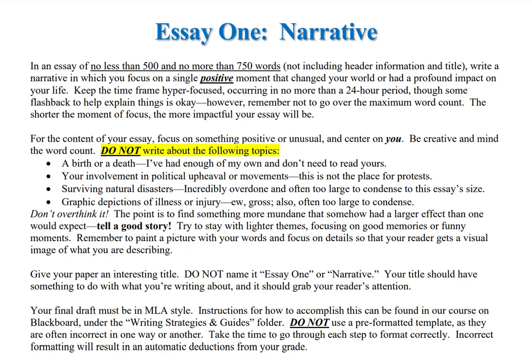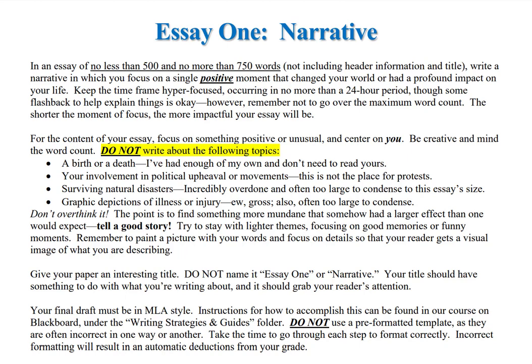Keep the time frame hyper-focused, occurring in no more than a 24-hour period, though some flashback to help explain things is okay. But don't go over the maximum word count. The shorter the moment of focus, the more impactful your essay will be. So in other words, don't tell me about the summer you went to summer camp when you were 10. Tell me about the day you got stung by the bee when you were playing hide and seek at summer camp when you were 10. Okay, hyper focus on a specific moment.